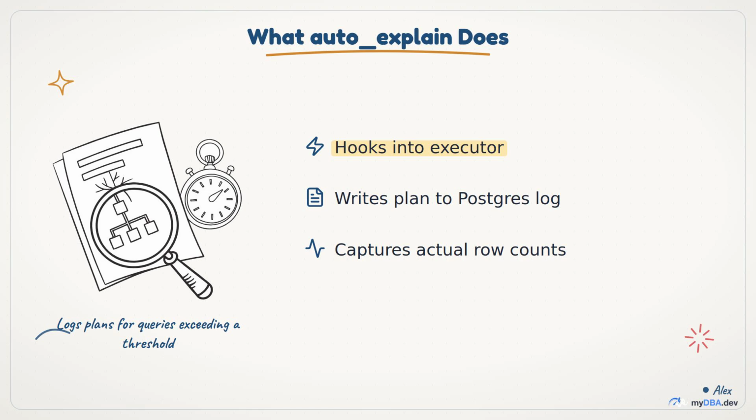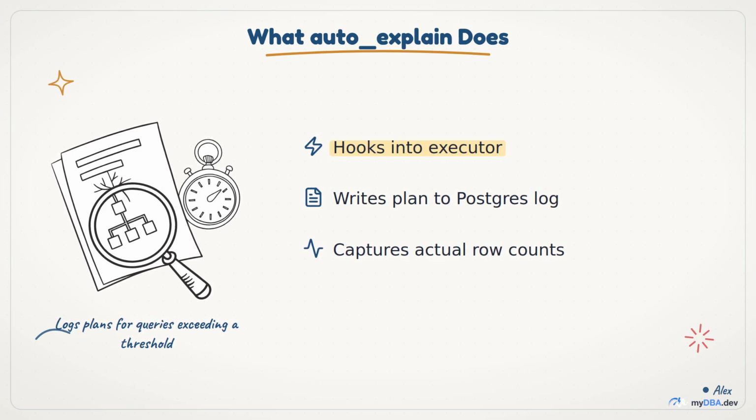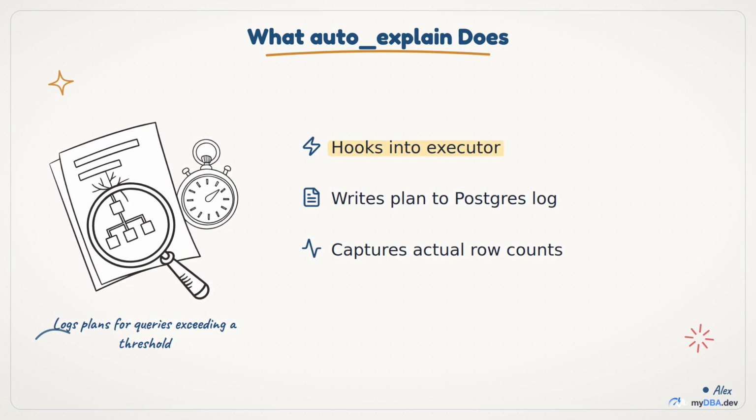Exactly. That's huge for spotting misestimates. When the planner thought it'd see 10 rows but actually scanned 10,000, you'll see it right there.